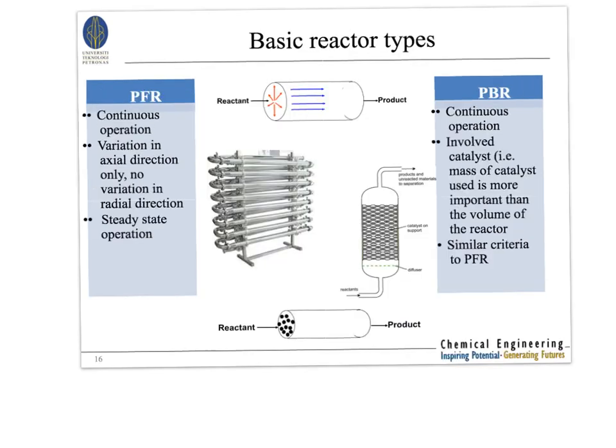Okay, another 2 types of basic reactors are PFR and PBR. Both are used for continuous operation. The PFR is cylindrical in shape and is normally used for gas phase reactions. Meanwhile, the packed bed reactor, PBR, is also for continuous operation, but it involves the use of catalyst. So the mass of catalyst inside the reactor is more important than the volume of the reactor. It is also cylindrical in shape, and the other criteria are similar to the PFR.